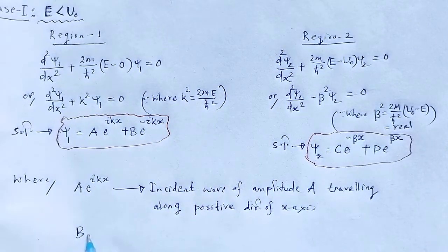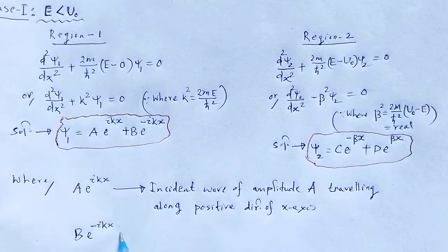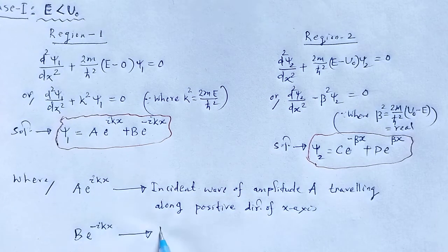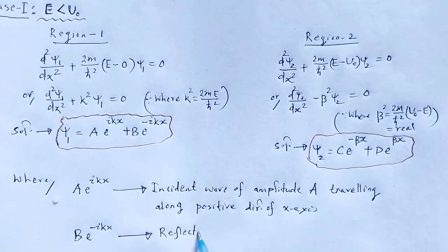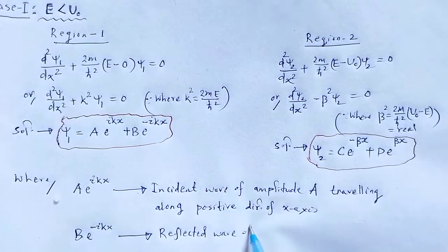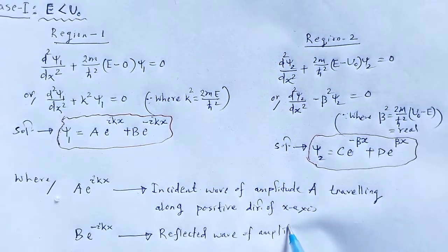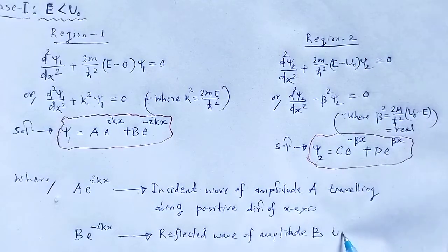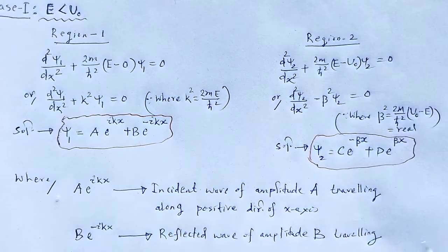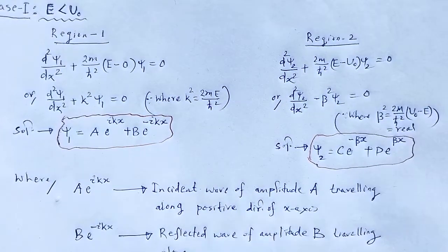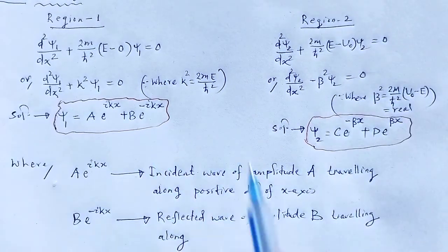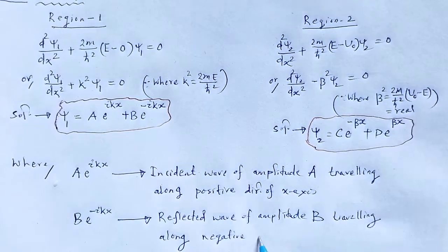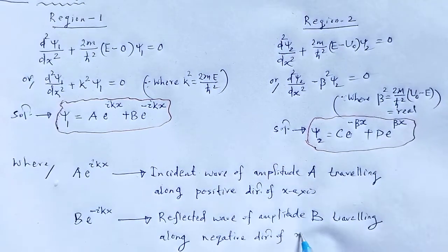What is B e^(−ikx)? B e^(−ikx) is the reflected wave of amplitude B, which travels along the negative direction of the x axis.